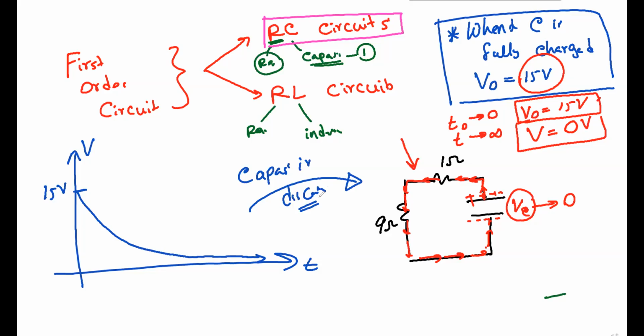So this is what we are going to learn today. We are going to find the equation. This is not a straight line, this is a curve. So we are going to find the equation for this curve when the capacitor is charging and discharging. This is just an example for discharging. Does that make sense, guys? Do you understand what we are going to do today?